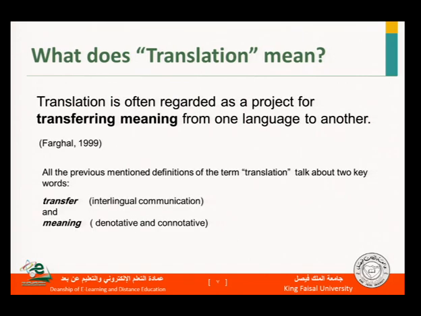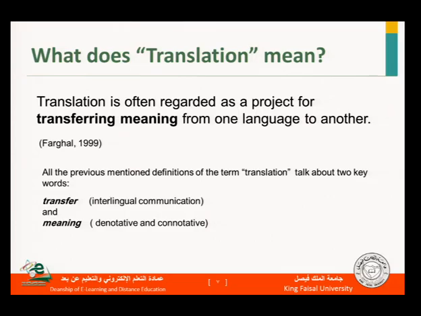Let's go. What does translation mean? Also, we have this definition by Farghal. Farghal, yes, he is an excellent scholar. I just picked that definition from his book because he is of Arabic background and he has a lot of research in translation, and he deserves to be put in my slides. So translation is often regarded as a process for transferring meaning from one language to another.